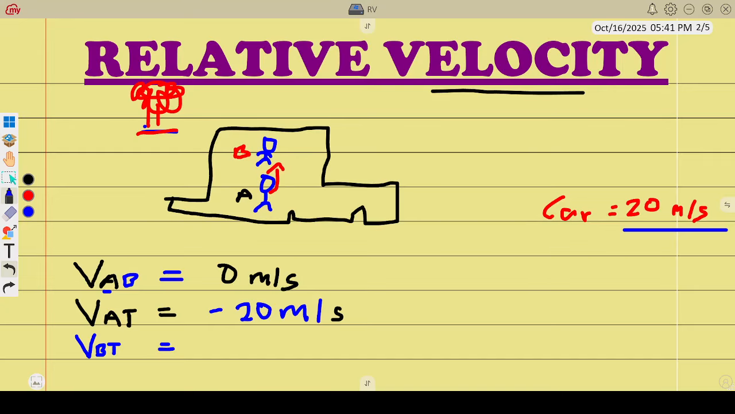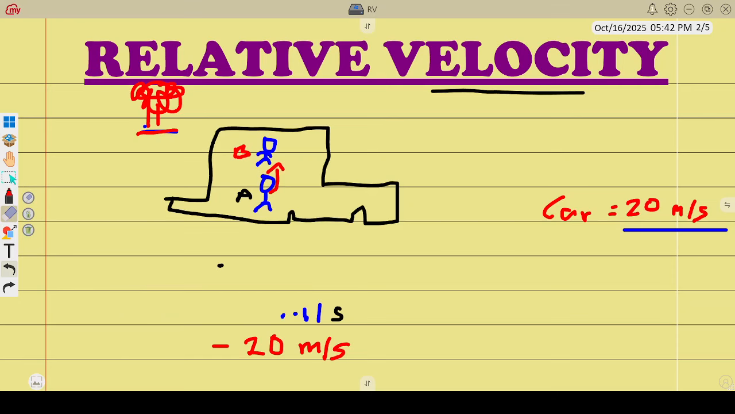Yeah, okay, that's excellent. Just like he has said, when person B looks at the tree, it's also negative 20 meters per second. Yeah, because B is also in the car which is moving. So now we're going to introduce the next concept, which will take us to more practice examples.